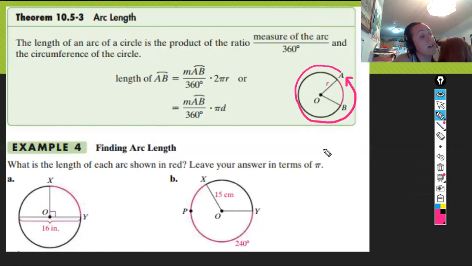So this one, they want to find the length of each arc shown in red. Okay, so we want to find the length of this arc. So we first need the arc measure. And we know arc measure is the same as that central angle. It looks like my central angle has that box. So that means it's 90 degrees.